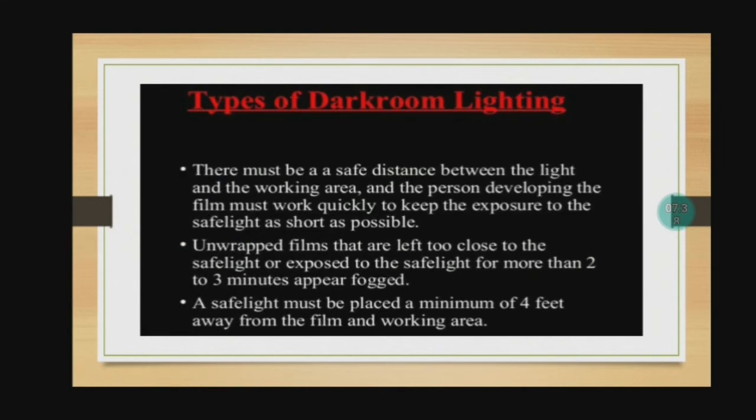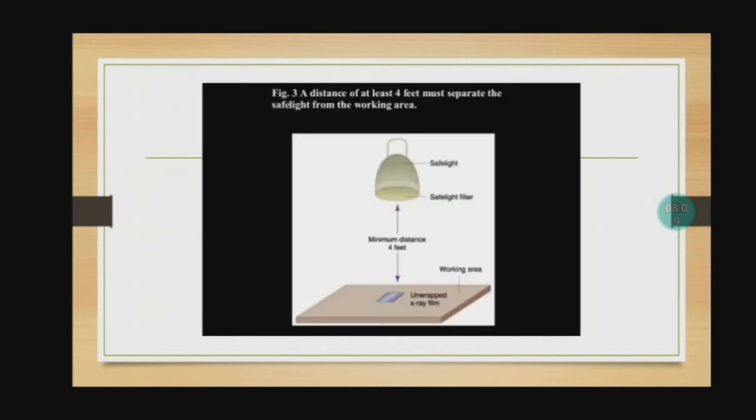Types of darkroom lighting. So there must be a safe distance between the light and the working area, and the person developing the film must work quickly to keep the exposure to the safe light as short as possible. Unwrapped films that are left too close to the safe light or exposed to the safe light for more than 2 to 3 minutes appear fogged. A safe light must be placed a minimum of 4 feet away from the film on the working area. So here in figure 3, it shows a distance of at least 4 feet must separate the safe light from the working area.